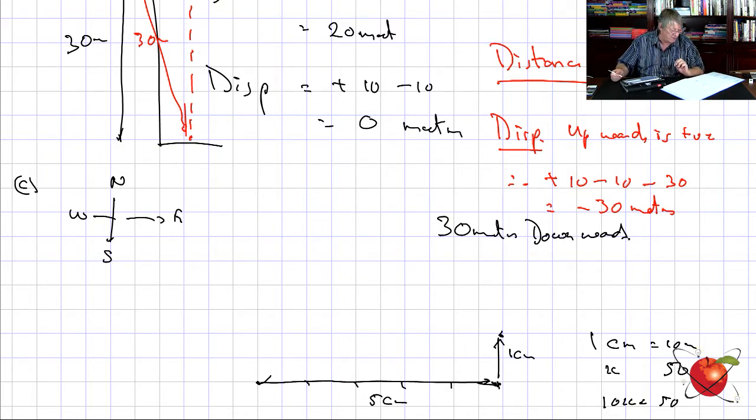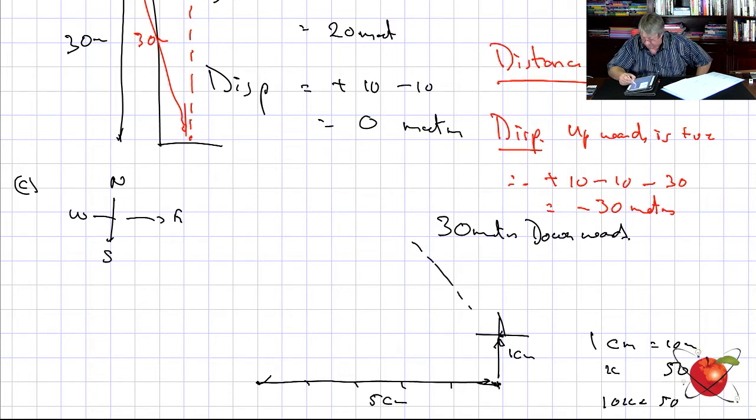Then we're going to go 30 meters northwest. Now I have to work it out. Which way is northwest? It's at 45 degrees, isn't it? So I'm going to be drawing up here at 45 degrees from there. I have to go up over there, like so. And I'm going to draw that line 3 centimeters, 1, 2, 3 centimeters long. So that's my next one.